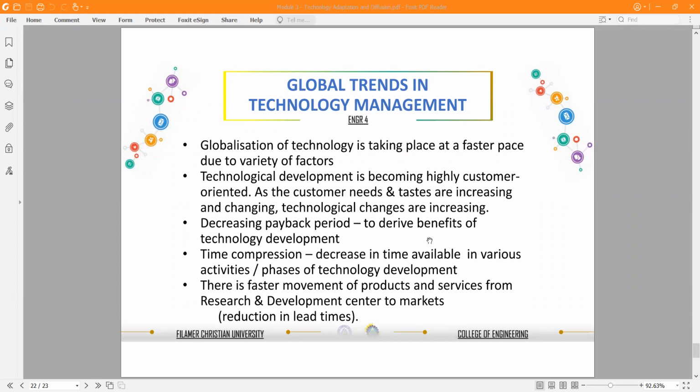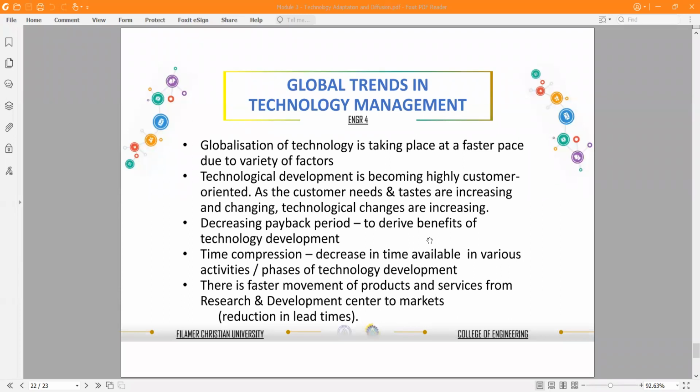So let's say there is 5G technology. How can you use 5G technology if you don't have a cellphone capable of 5G? Then technological development is becoming highly customer oriented as customer needs and tastes are increasing and changing, so technological change is also increasing. 5G has already been deployed in Roa City, but the users of 5G are still few. So we sell 5G capable phones, smartphones. And decreasing payback period.